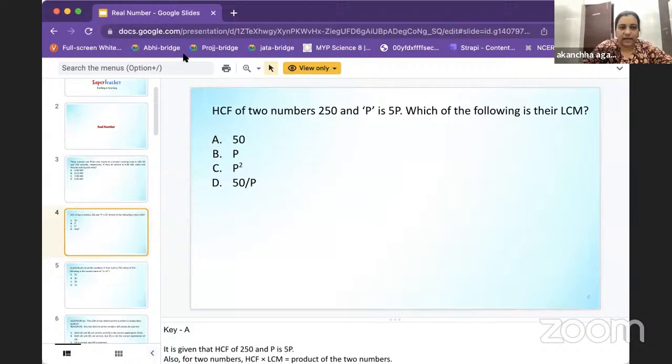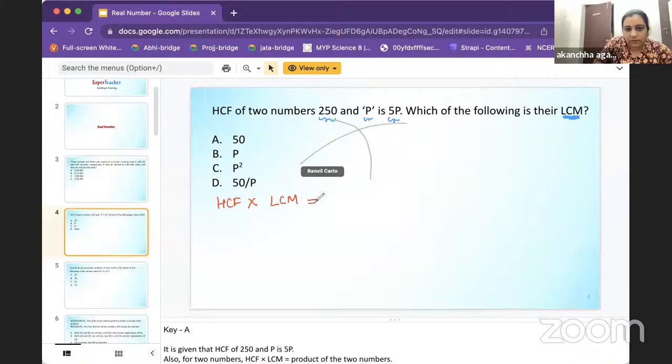So the next question that we have is again on HCF and LCM. We have been given the HCF of two numbers, and the two numbers here are 250 and P. And the HCF is given to us as 5P. What is the LCM of these numbers? Here we need to use a rule that we have read, and the rule is that HCF times LCM of two numbers is equal to the product of these numbers.